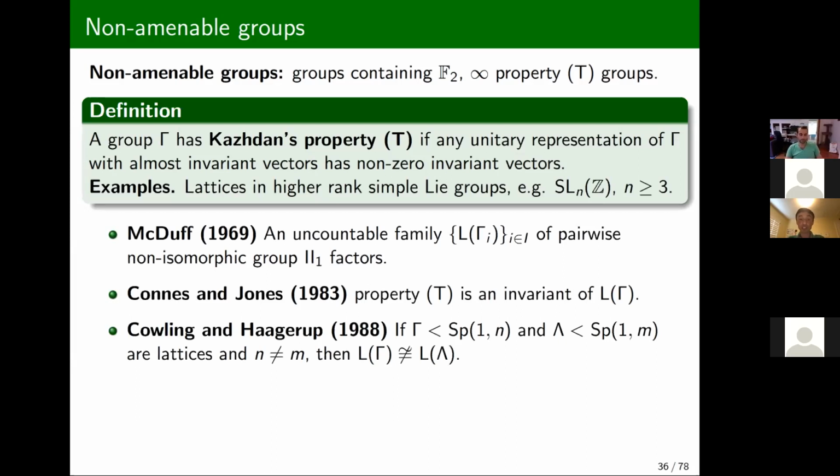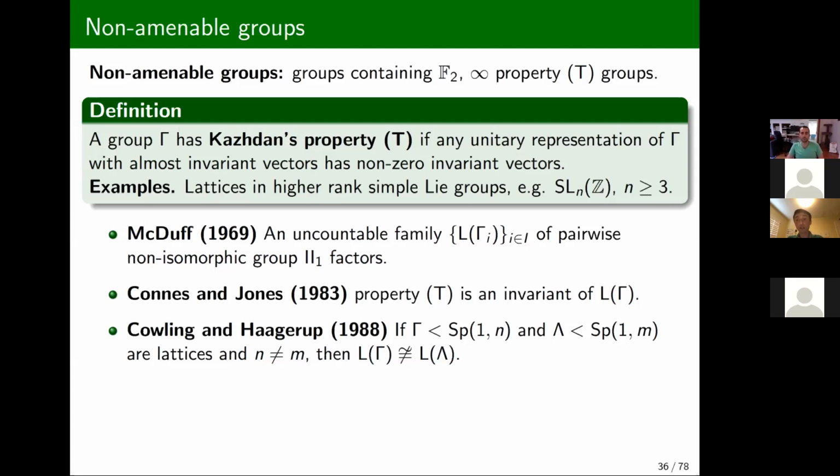So early, but excluding Connes's theorem that I already mentioned. In 69, McDuff was able to show the existence of an uncountable family of group von Neumann algebras that are non-isomorphic. Okay, and this was the first continuum of non-isomorphic II_1 factors. And in the 80s, Connes and Jones proved that property T, which is a property of groups, is actually an invariant of L of gamma.